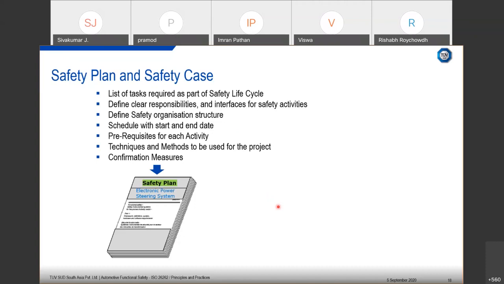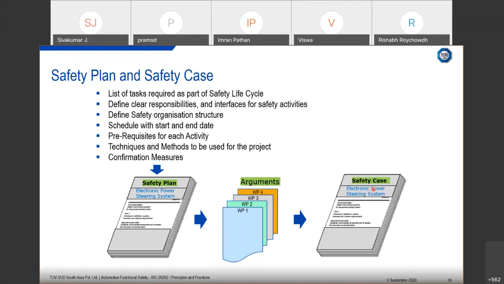For example, in the safety plan you plan some of the activities. Say software development is your scope. Then you have the software safety requirement, then software architecture, then software unit design, then implementation and associated safety analysis. All this you might have listed out in the safety plan. Now you need to produce the arguments. Here the arguments are the activities you planned in the safety plan. You need to develop those work products. Those work products are listed out here. That is the argument, and those arguments need to be placed in the safety case.